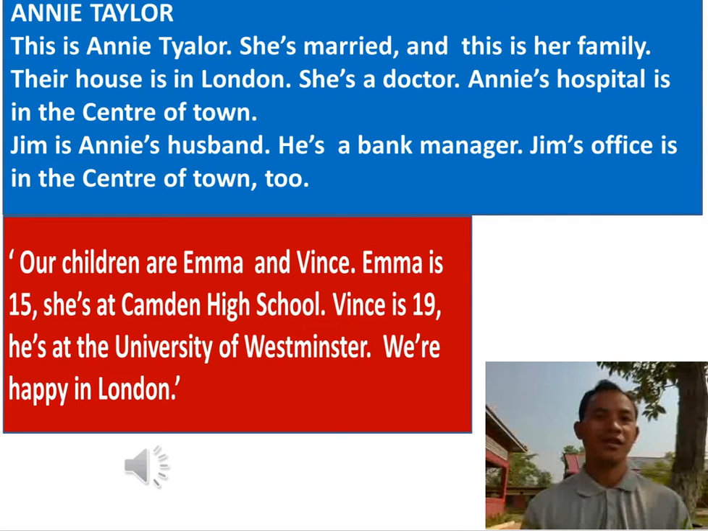This is Annie Taylor. She's married and this is her family. The house is in London. She's a doctor and Annie's hospital is in the center of town. Jim is Annie's husband. He's a bank manager. Jim's office is in the center of town too. Their children are Emma and Vin. Emma is 15. She's at Camden High School. Vin is 19. He's at the University of Westminster. We're all happy in London.